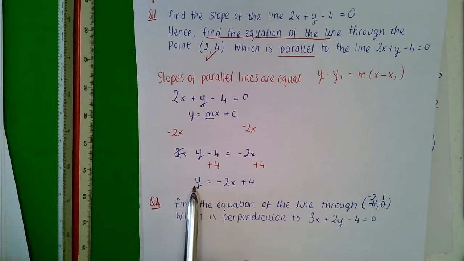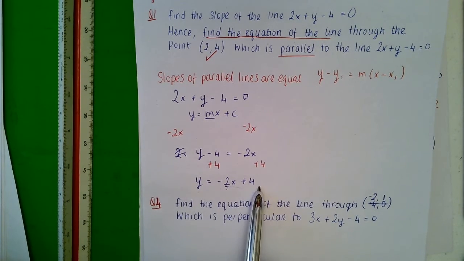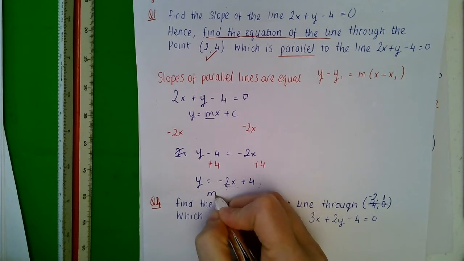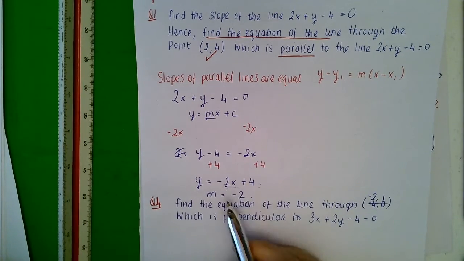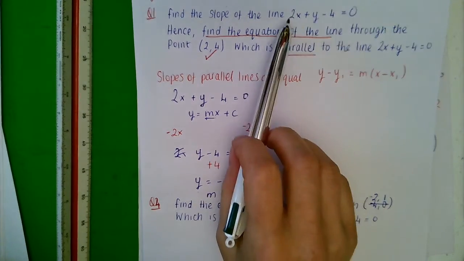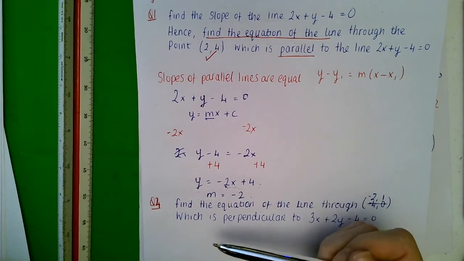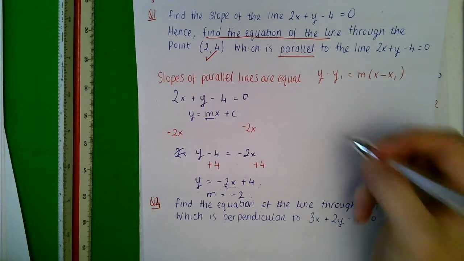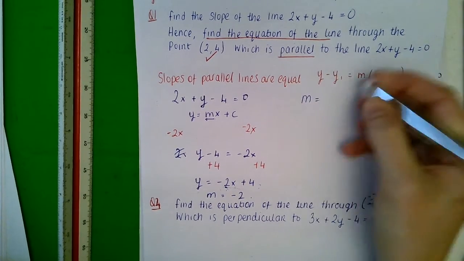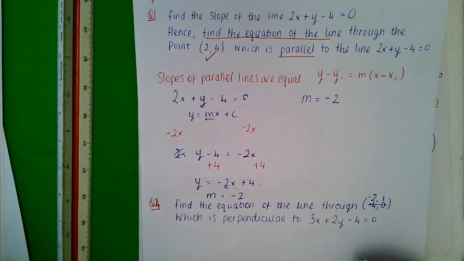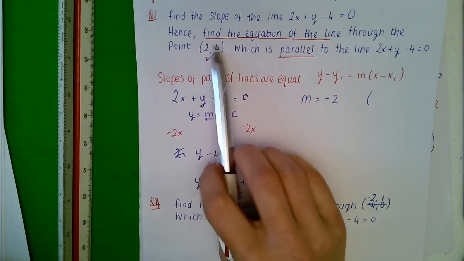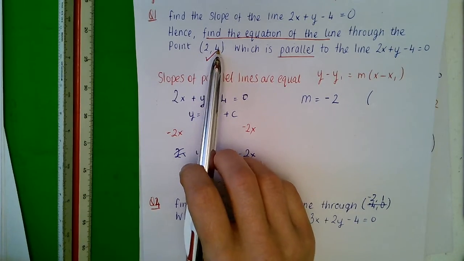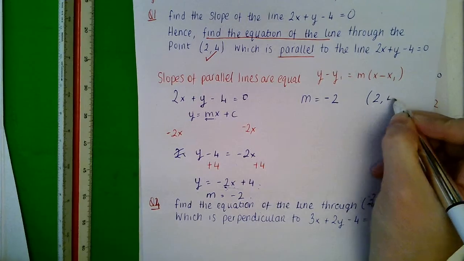Now, because it is in the form y equals mx plus c, a number in front of x and a constant, I can conclude that m is the number in front of the x, which is minus 2. And because the two lines, this line and the line we're trying to find the equation of, are parallel, we can say that their slopes are equal. So for the equation of the line, we know that the slope is minus 2 because the lines are parallel, and we can also use the point (2, 4) that the line passes through.